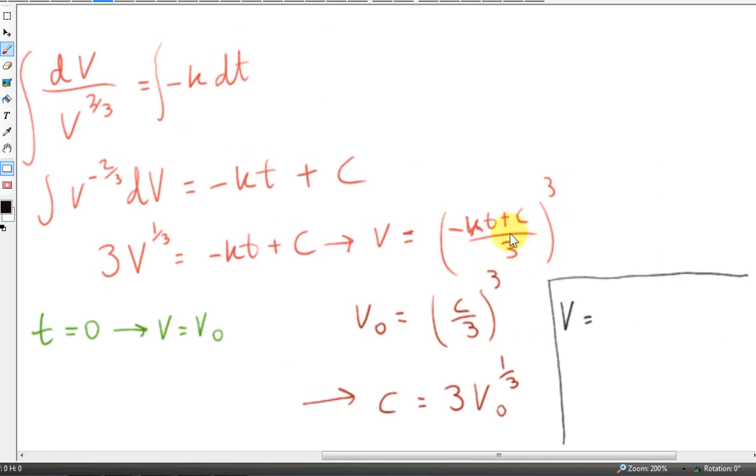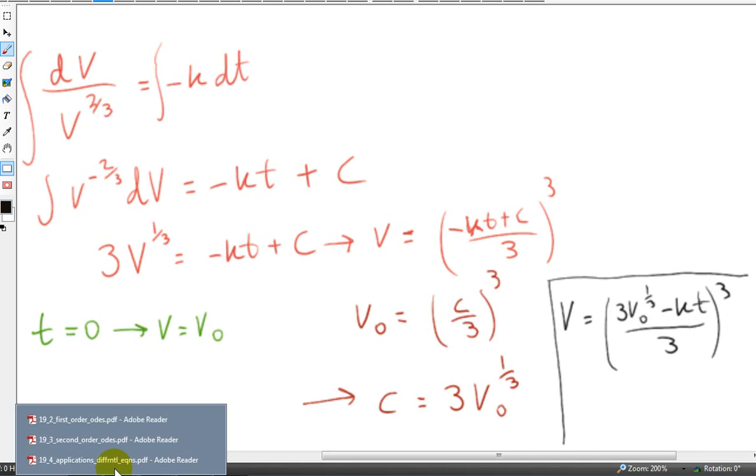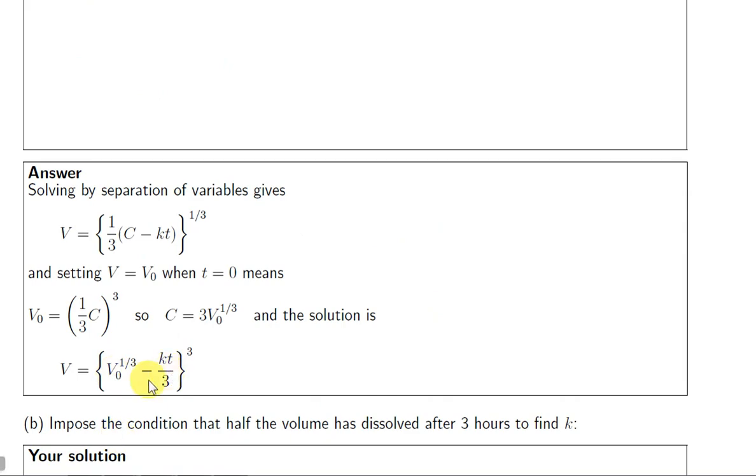So finally we can write down the particular solution. So for c we have 3v0 to the power of 1/3. I'll write c first, minus kt second. It's divided by 3 and all raised to the power of 3. We can then divide each of these terms by 3, so we'll end up getting our solution as seen here.